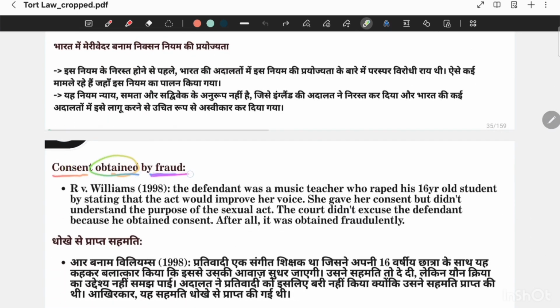Consent obtained by fraud. R. versus Williams, 1998. The defendant was a music teacher, who raped his 16-year-old student by stating that the act would improve her voice. She gave her consent but didn't understand the purpose of the sexual act. The court didn't excuse the defendant because he obtained consent. After all, it was obtained fraudulently.